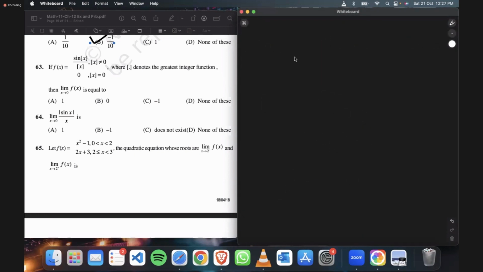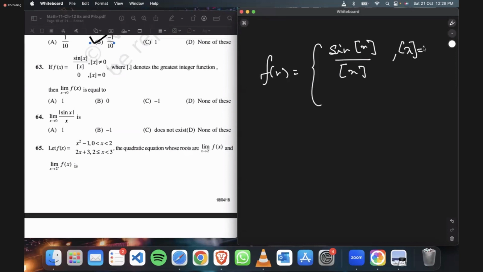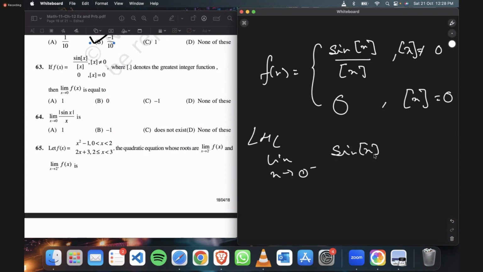So the question has given us f(x) is going to have its value as sine of GIF of x divided by GIF of x when GIF of x is unequal to 0, and this will return a value of 0 when GIF is going to return a value of 0. All right, okay. So let me approach this from the left hand. The left hand limit for this is limit x tends to 0 negative for my sine GIF x upon GIF of x.